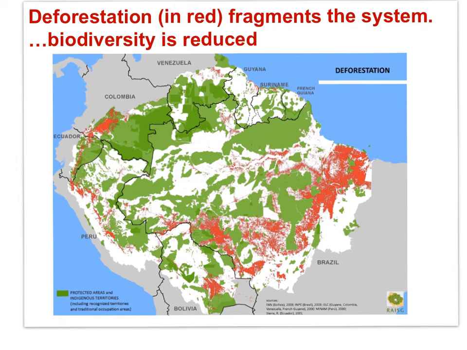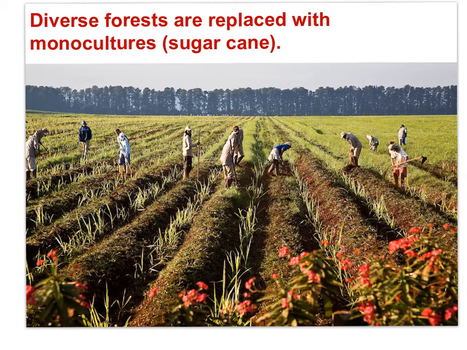In this diagram, you can see the areas in red that have been deforested. When poor people need to grow food or economies of the world demand the resources of the forest, there will be conflict between exploitation and sustainable development. Diverse forests are replaced with monocultures, in this case, sugarcane. Again, conflict between exploitation and sustainable development. Is the reduction of diversity or the simplification of the system sustainable? No, the simplified system is less stable.